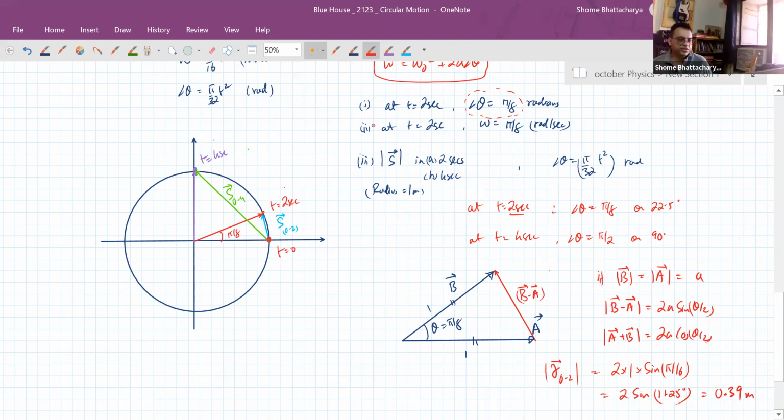The B part is very simple. You can see that the displacement from 0 to 4 seconds has a magnitude of root 2 r, 1.4 meters approximately.